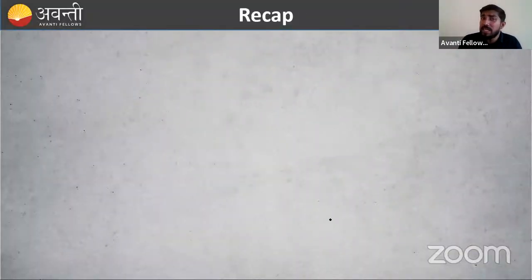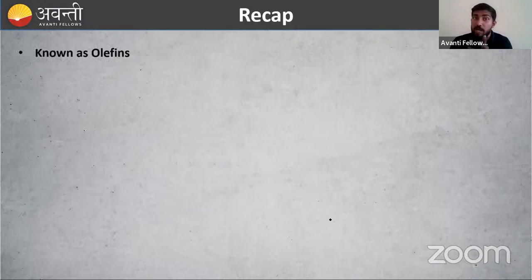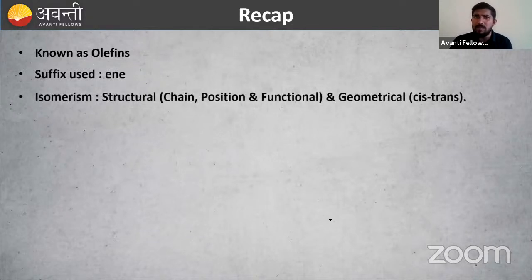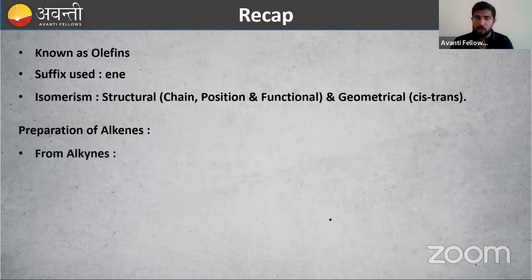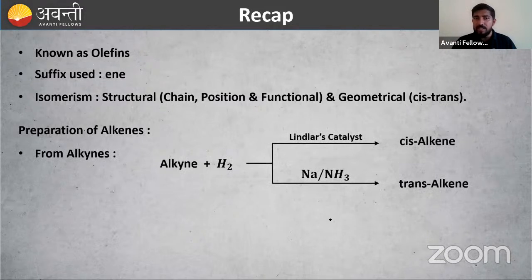Before that, what we studied in the last class is very important. Recap or revision is very, very important for you. We started alkenes. They are also known as olefins. Why? They are oil forming. Then IUPAC nomenclature, suffix E, right? Then isomerism we have studied. We have done some questions also. Then preparation of alkenes. We studied one preparation, from alkynes. There are two methods. If we use Lindlar's catalyst, then cis alkenes form. If you use sodium in liquid ammonia, Birch reduction, then you will get trans alkene. So that is the point. We are studying the preparation of alkenes.